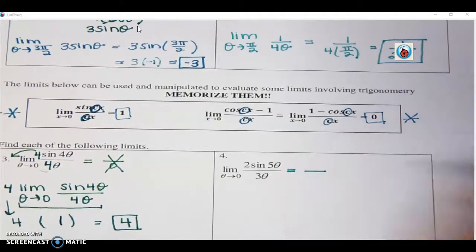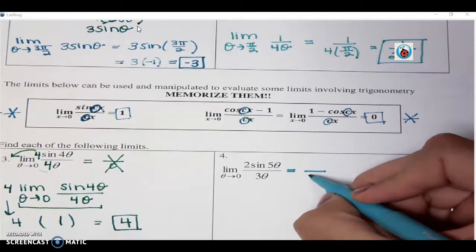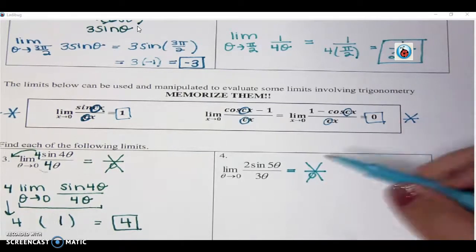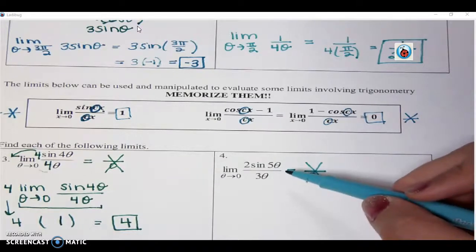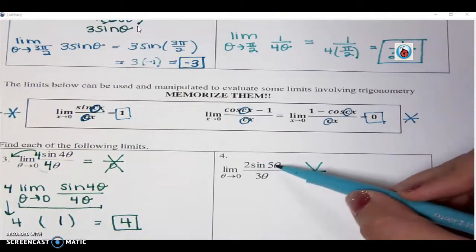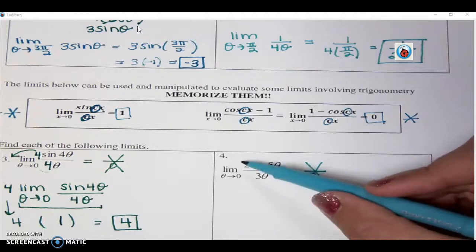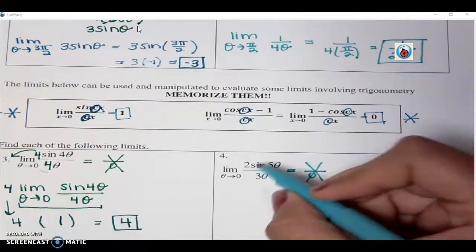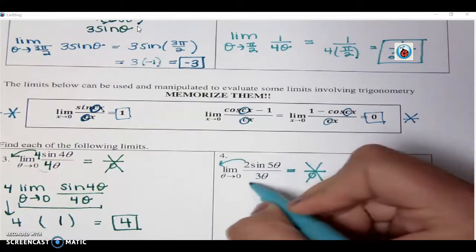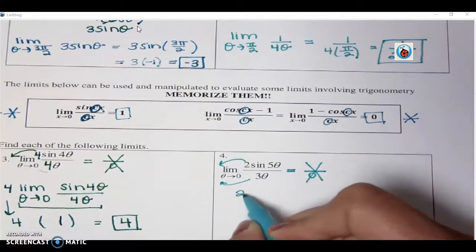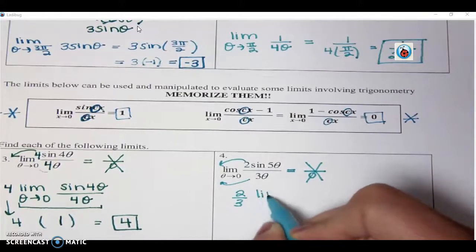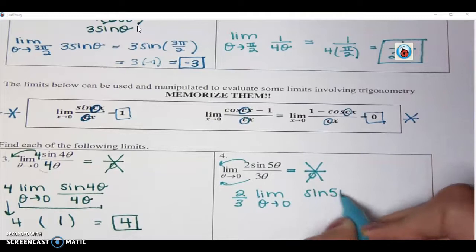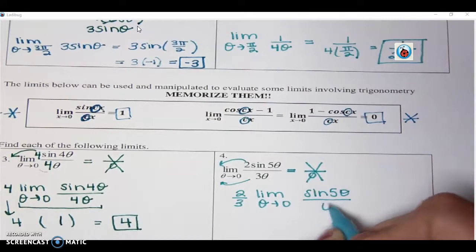So I'm going to try direct substitution, but when I plug in 3 times 0, that's going to give me 0 in the denominator. I notice there's no way to rewrite this with my trig identities, but I see this sine of 5 theta. But then I see this 2 and this 3. Well, the 2 and the 3 are just constants, so I can move them out front. So this is the same thing as 2/3 times the limit as theta approaches 0 of sine of 5 theta, because I got rid of the 2, and then just theta there.